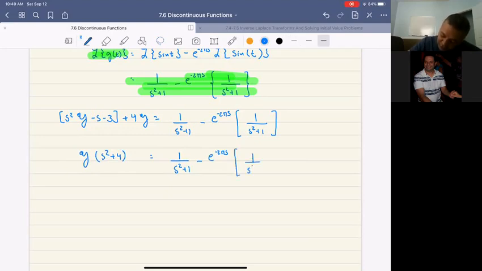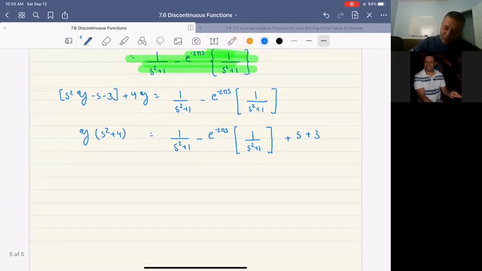1 over s squared plus 1 plus s plus 3. Okay, now I'm not going to combine these. I thought about doing this. Maybe I could combine this with this. But in this case, this and this are the same, so I'm not going to make my life easier doing that.